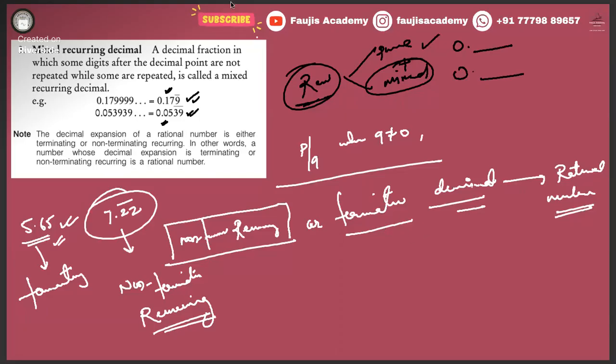Others are sleeping. Bharat, are you getting it? Yes, sir. So if I ask, is it a rational number or irrational number? Bharat, it's a rational number. Now 7.1244 bar: tell me, is it a rational number or an irrational number? Why is it a rational number? Because it is recurring. That's why it's a rational number.